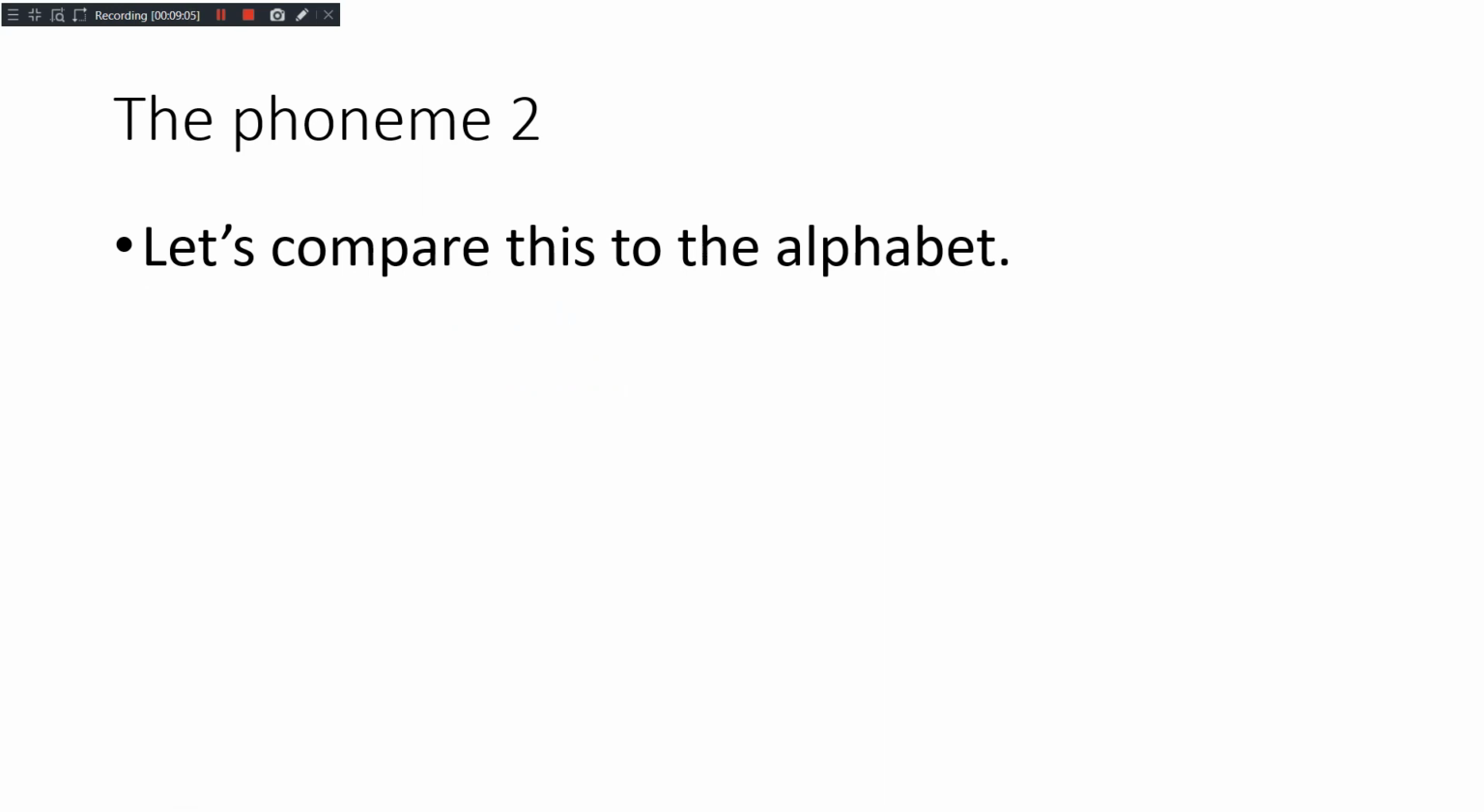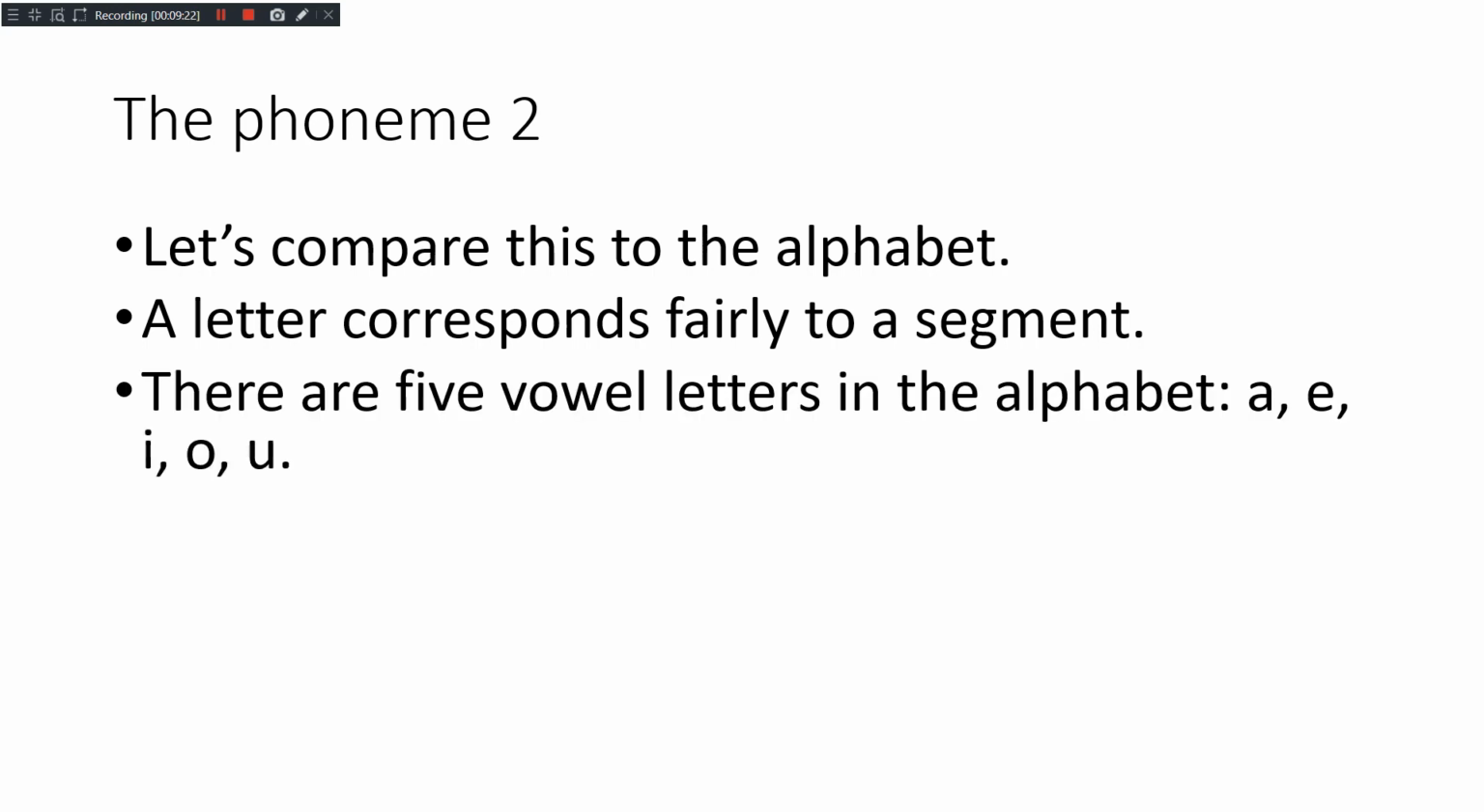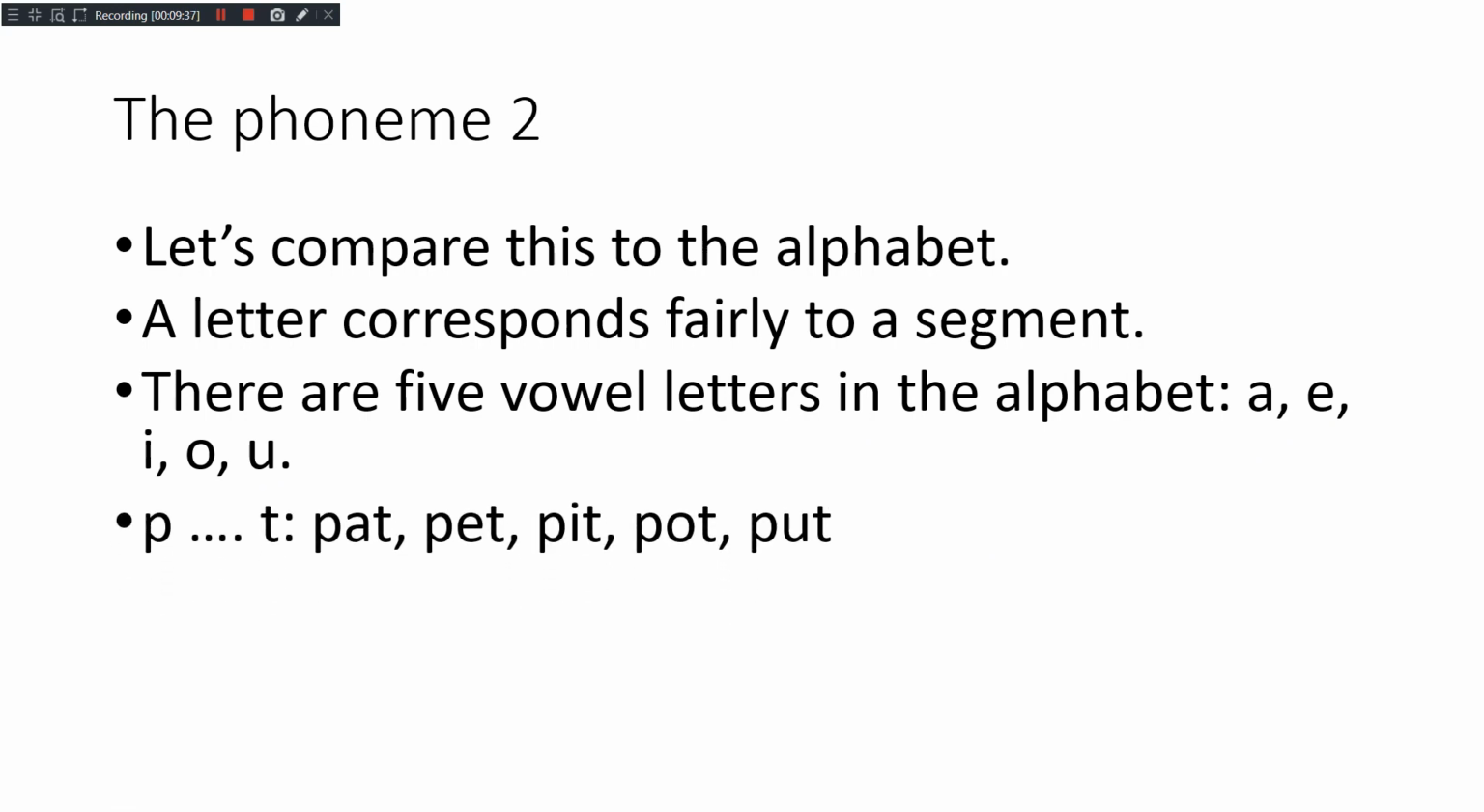Now, let's compare this to the letters of the alphabet to make it clearer. When we make this comparison, a letter of the alphabet corresponds or is similar to a segment of the sounds that we are studying. We all know that there are five vowel letters in the English alphabet, and the vowel letters are A, E, I, O, and U.